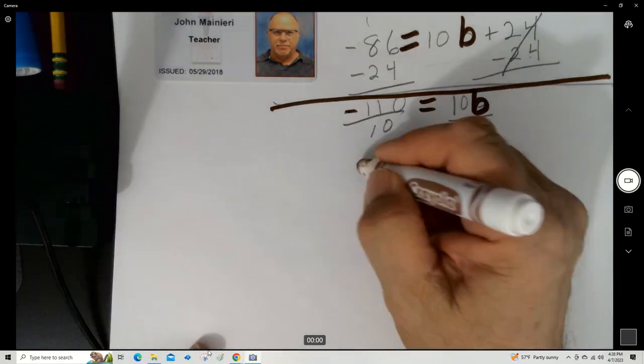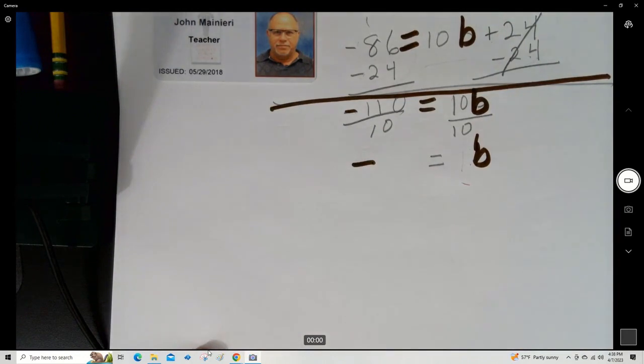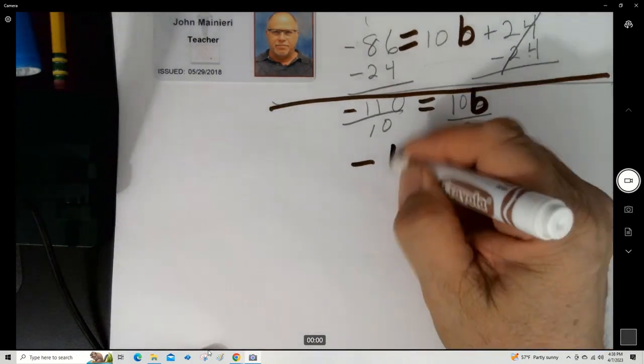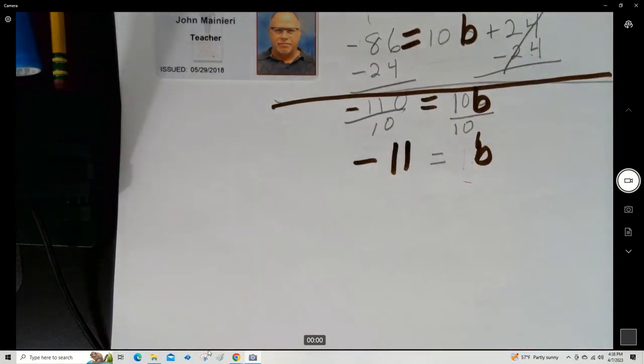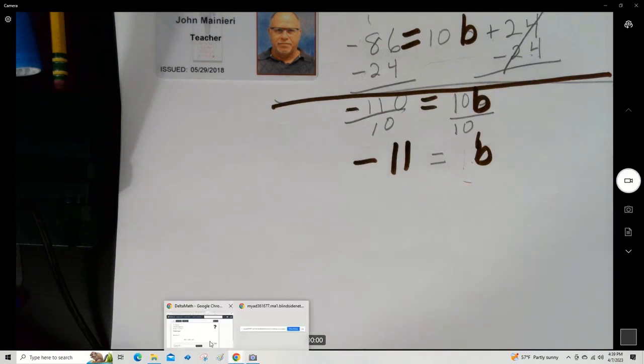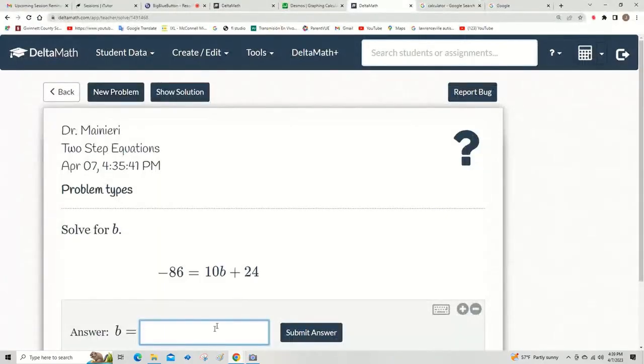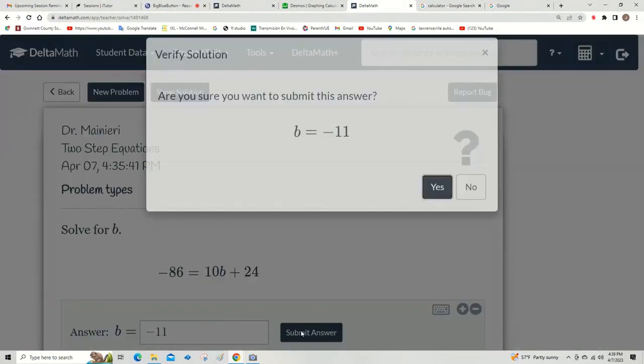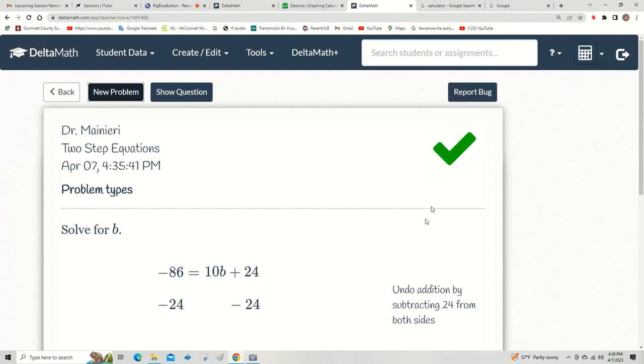So our answer is going to be negative. And then 110 divided by 10 is 11. All right. Now I could go through it, but I'm not going to do a division lesson right now. If you need to work on your division, work on it. So we're going to put negative 11 in Delta Math. Negative 11. Double check my work. I think I'm right. Green check.